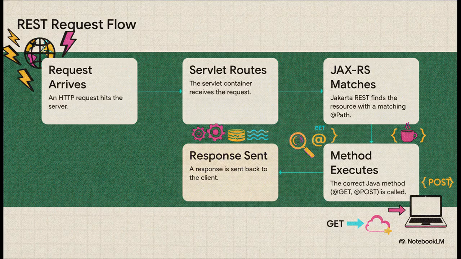Well, picture this. A request hits your server. The servlet container is the first to grab it, and then it hands it off. JAX-RS then takes a look at the URL, finds the Java class with a matching @Path annotation, runs the correct method based on the HTTP verb, and sends the response right back to the client. It's this really beautiful, elegant flow from your raw request straight to your business logic.